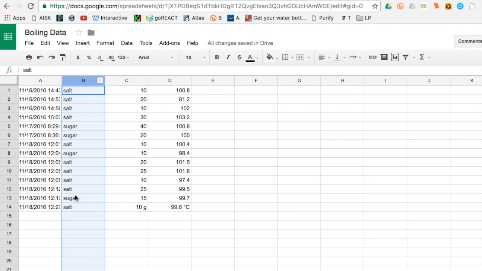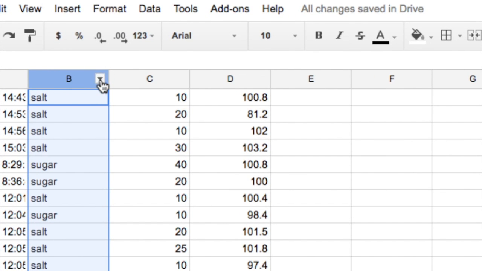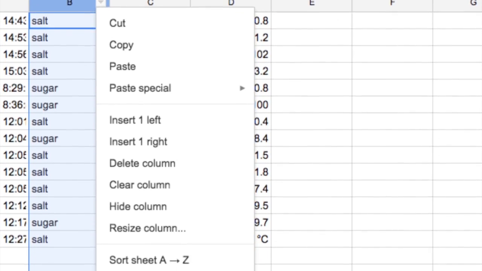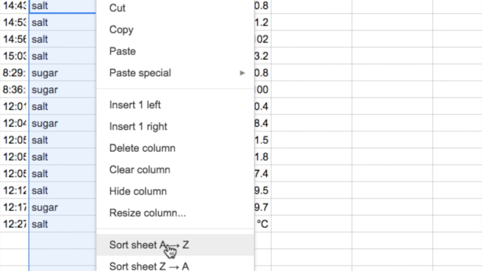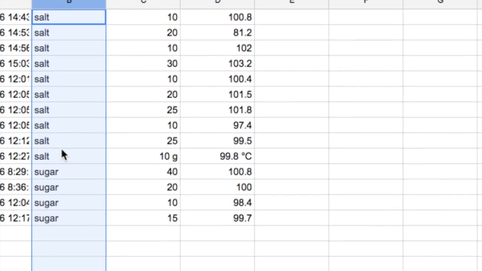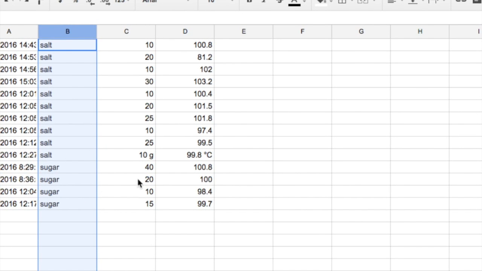You'll start by separating the salt and the sugar over here by going to this little tiny triangle at the top of column B. And I'm going to go all the way down here to sort the whole sheet from low to high. So salt goes first and then sugar. And as you go through your data, you've got to make sure and take out any letters in here, because the spreadsheet cannot make a graph with letters, only numbers.